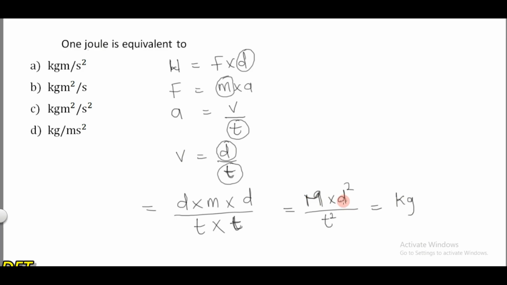The SI unit for measuring distance is meters. So distance squared will be equivalent to meters squared over, the SI unit for measuring time is seconds. So this will be seconds squared, right? So this will be equal to kilogram meter squared per second squared. So this is the other unit that is equivalent to 1 joule. So the correct option here is actually option C.